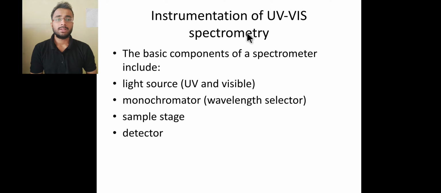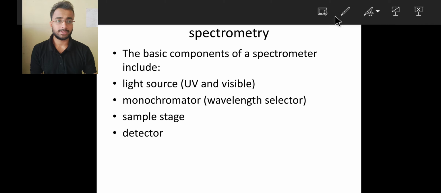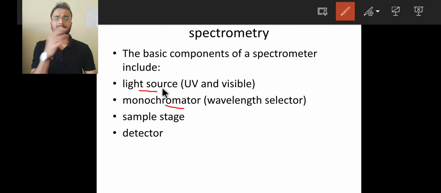Now, the instrumentation includes a total of these five instruments. That is a light source, either UV or visible, depending on the spectrometry, we will choose our light source. Then there is a monochromator, which is also called a wavelength selector. From the light source, various types of wavelengths are emitted, but the monochromator will allow only one type of wavelength to pass through it.